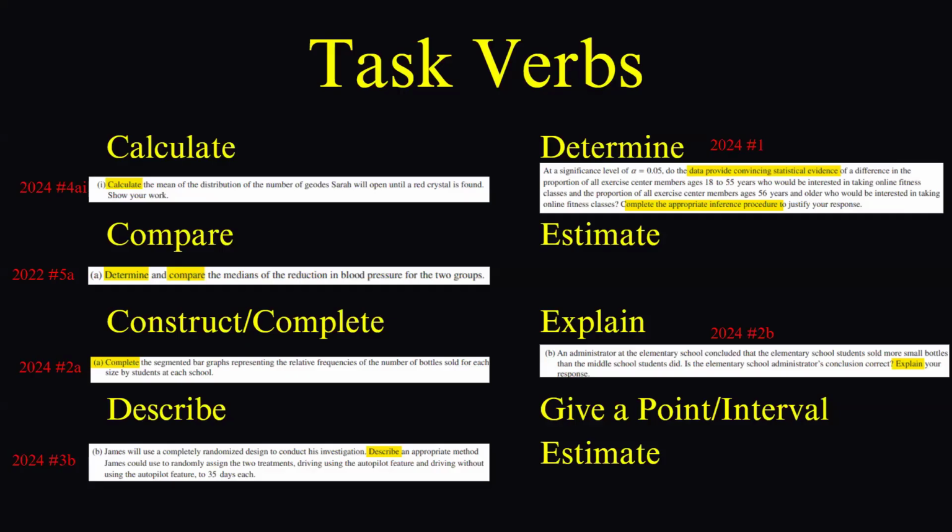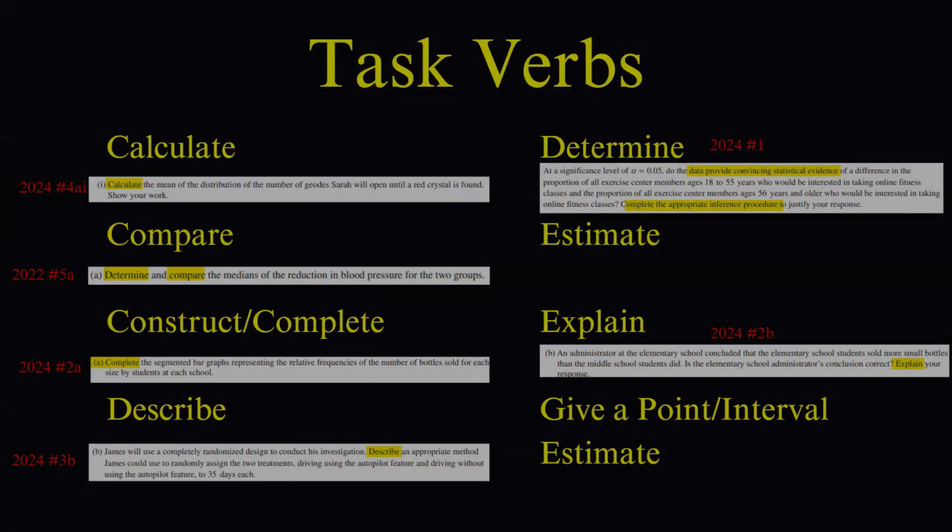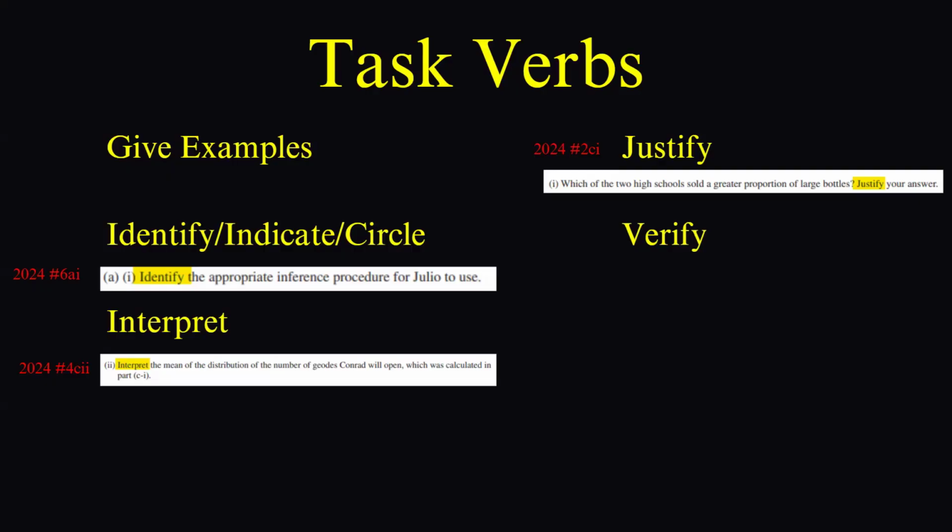Now, for give a point estimate or interval estimate, you're going to use models or representations to find approximate values for uncertain figures. The next one is give an example, and this is where you're going to provide a specific example that meets the given criteria in the problem. If you're asked to identify, indicate, or circle, this is simply stating an answer without explanation. For example, it says identify the appropriate inference procedure for Julio to use. You just state the answer without explanation.